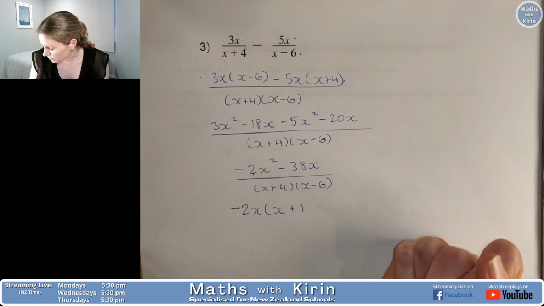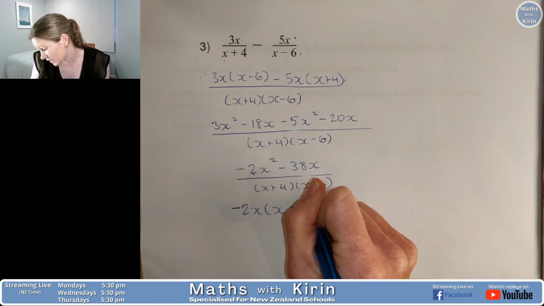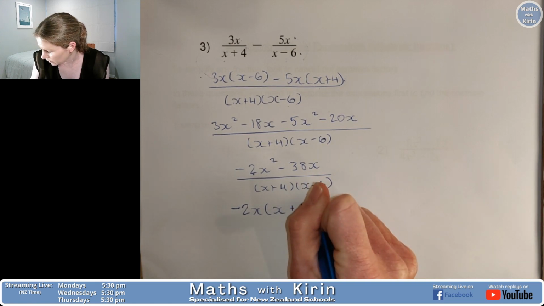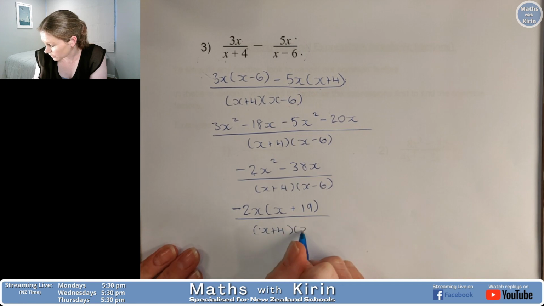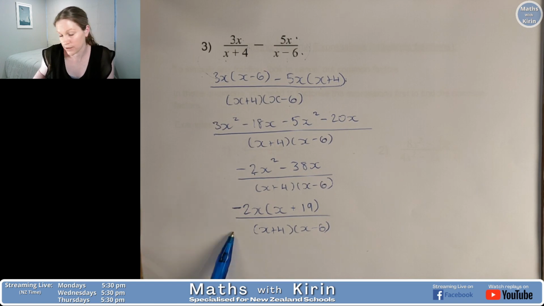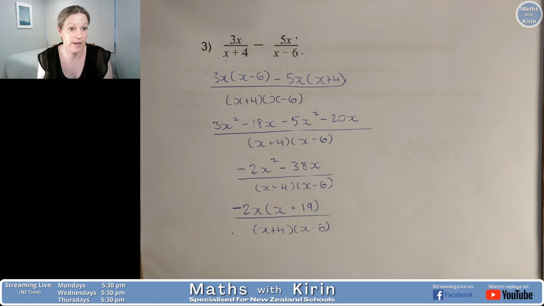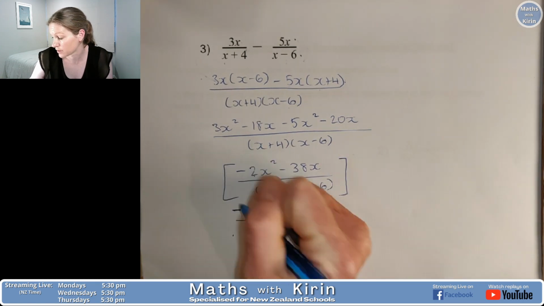My goodness, I'm having to think. 38 divided by 2, 30 divided by 2 is 15, and another 4, 19. All over x plus 4 and x minus 6. So you'll see we've got our numerator and our denominator both factorized, and there are no common factors, so we can't simplify anymore. That's as good as we can get. You would get full marks if you got to this step because there's no simplification.